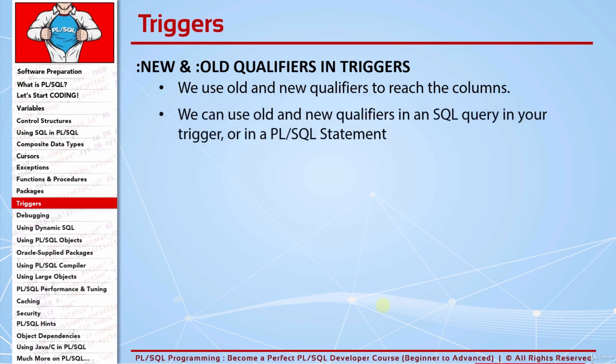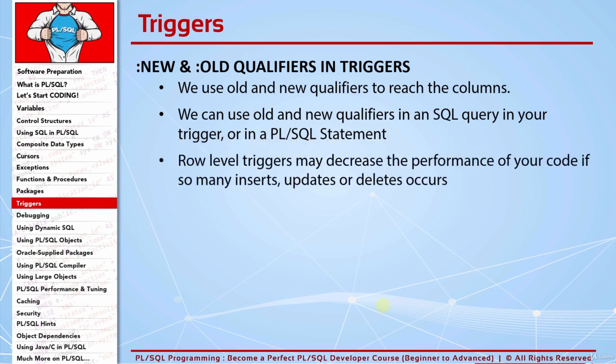We can use old and new qualifiers in an SQL query in your trigger or in a PL/SQL statement. As you know, we use old and new qualifiers with the columns. Normally, we cannot use a column within a PL/SQL code directly. We use columns within the SQL statements. But with the old and new qualifiers, we can directly use them and even assign new values to the columns easily. We will see that more clearly in the examples.